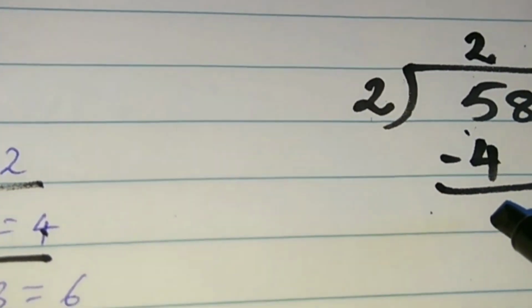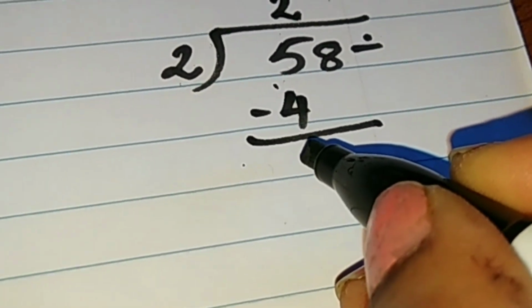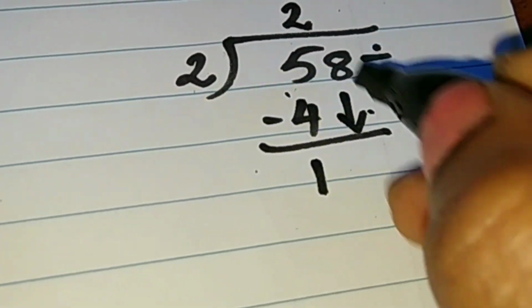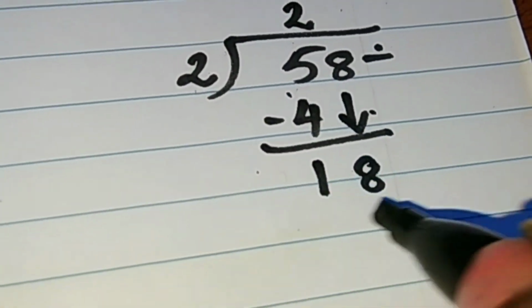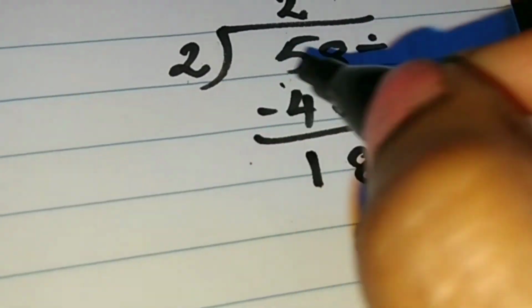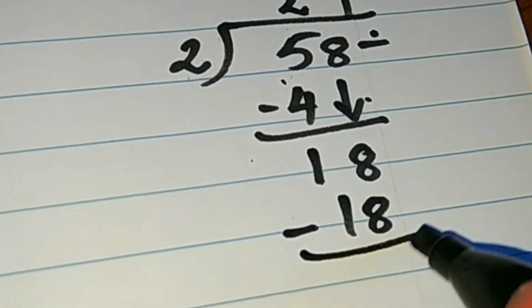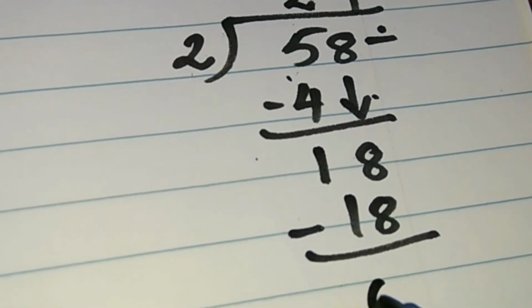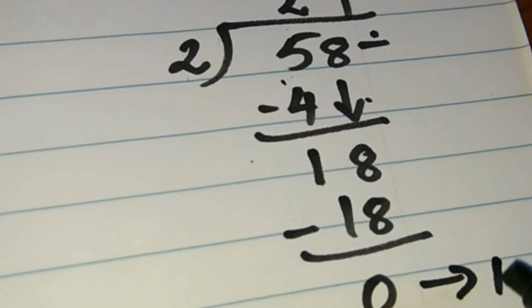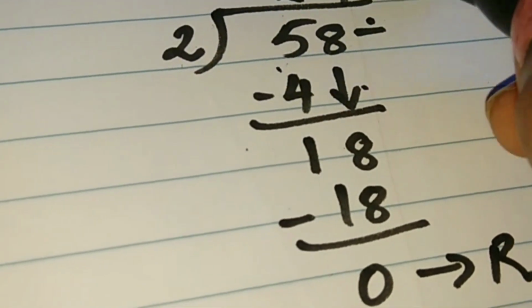After subtracting, the remainder is 1, and we can bring this 8 down, and now it becomes 18, and 2 times 9 gives us 18. So after subtracting we will get our remainder as 0, and the quotient here is 29.